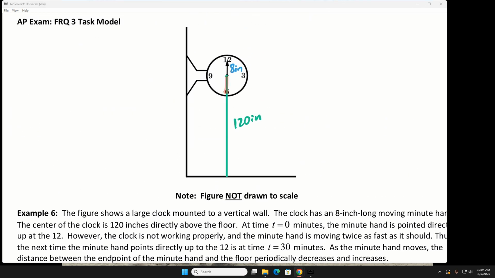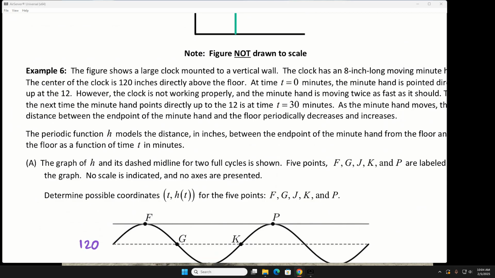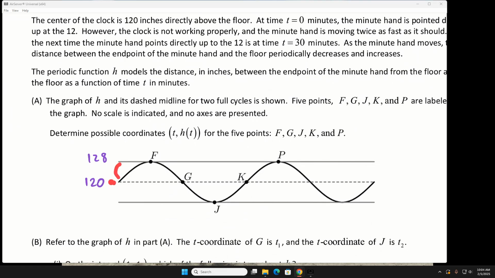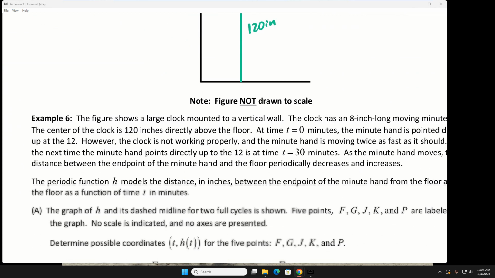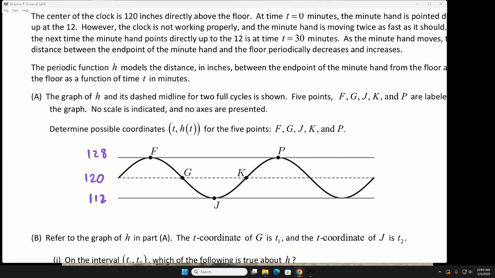So, okay, what's the farthest away it's going to be? 128. All right, so you can start with 128 if you want to. And these always have to be equally spaced. So from here to here is the same distance as it is from here to here. The farthest away is 128. The halfway is 120. Does that make sense? And then what about pointing at the 6? What's that going to be? Yes, good job. So on these 5 points, we've already figured out the y-coordinate. All right, so F is going to be 128. G is 120. J is 112, and then it goes back up.